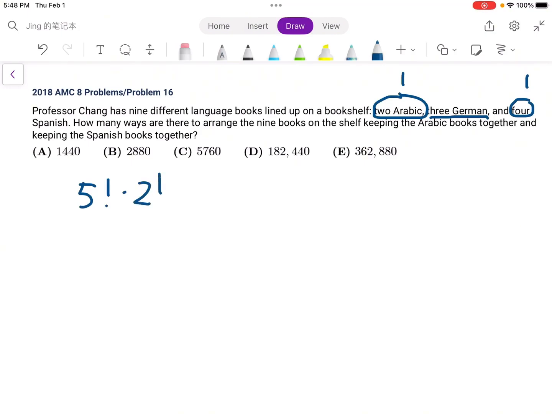That's 2 factorial. And then for each of the choices, we can also arrange the 4 Spanish books. That's 4 factorial. So it's their multiplication, and that equals 5760.